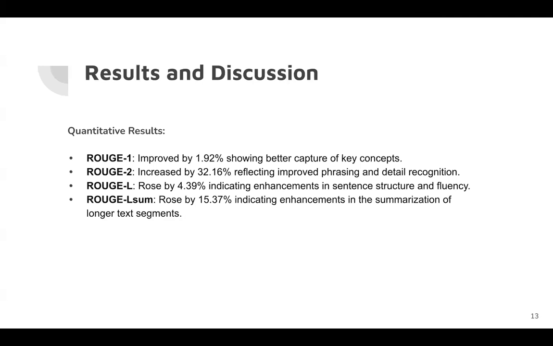Coming to ROUGE-1, it improved by 1.92%, showing better capture of key concepts. And ROUGE-2 increased by 32.16%, reflecting improved phrasing and detail recognition. And ROUGE-L rose by 4.39%, indicating enhancements in sentence structure and fluency. And ROUGE-Lsum rose by 15.37%, indicating enhancements in the summarization of longer text segments.